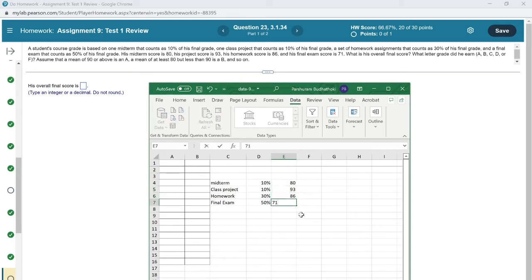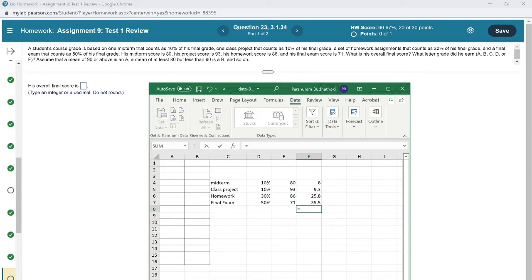For finding the total grade, you have to multiply each individual grade by its weight. These are the weights. So 80 times 10%, and then similarly 93 times 10%, 86 times 30%, 71 times 50%. So I can do the same thing by scrolling here. So these are the weighted scores in the different categories that the student got.